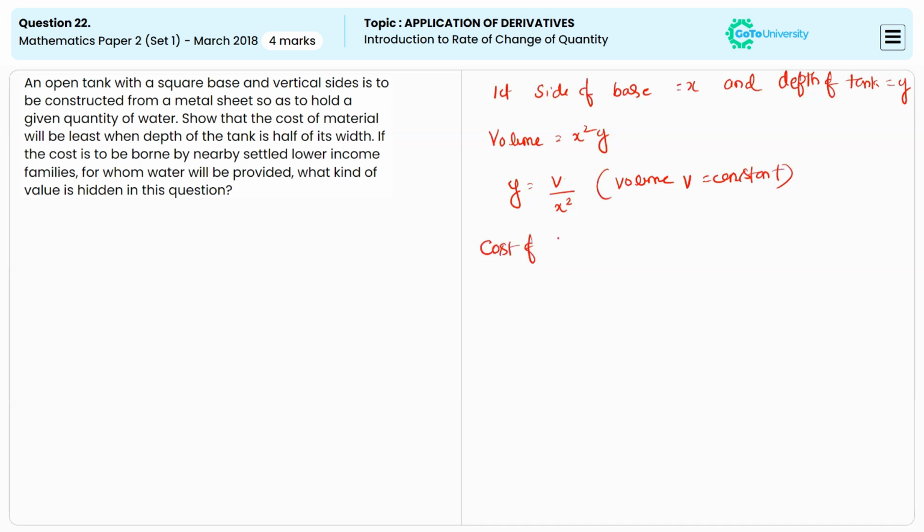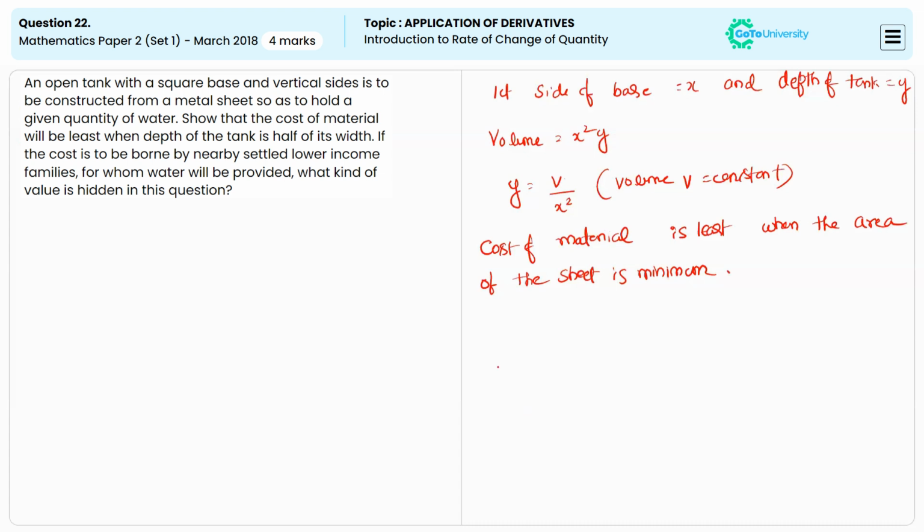The cost of material is least when the area of the sheet is minimum. So we have to find the minimum area now, right?